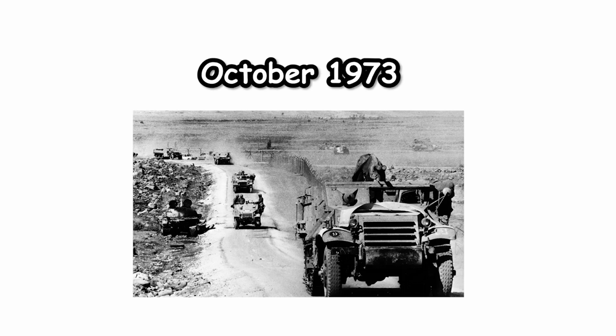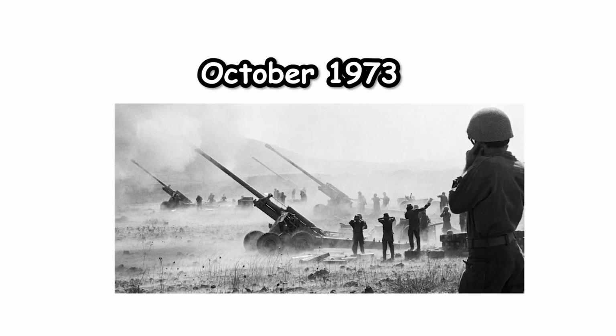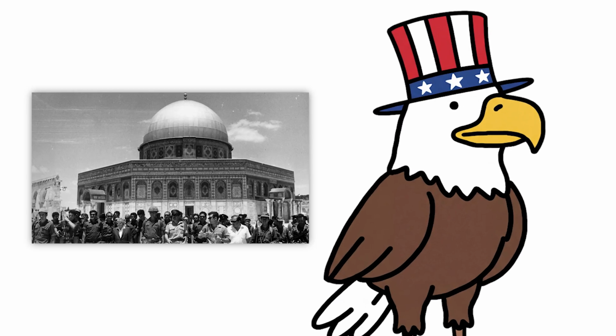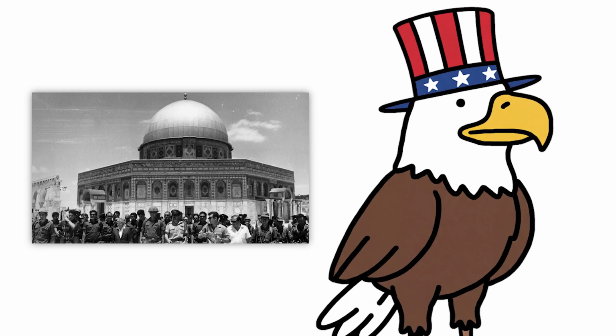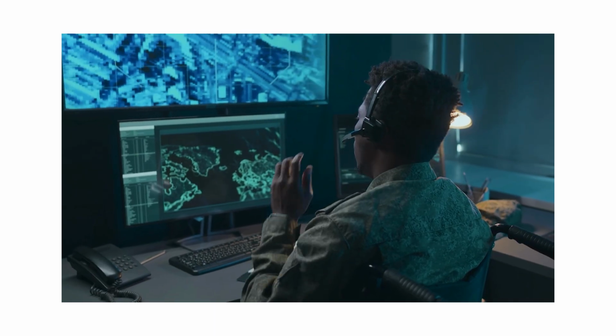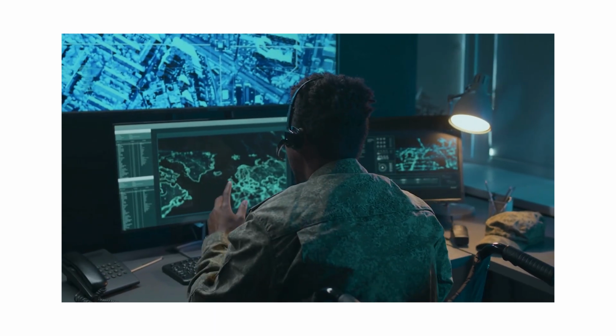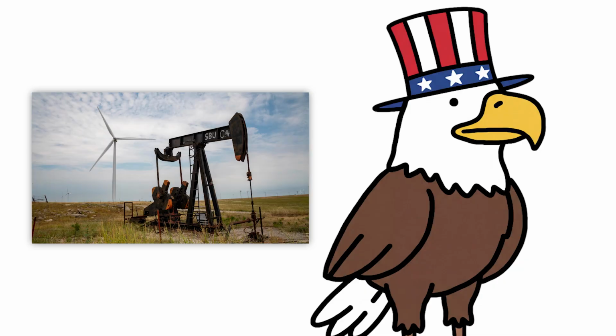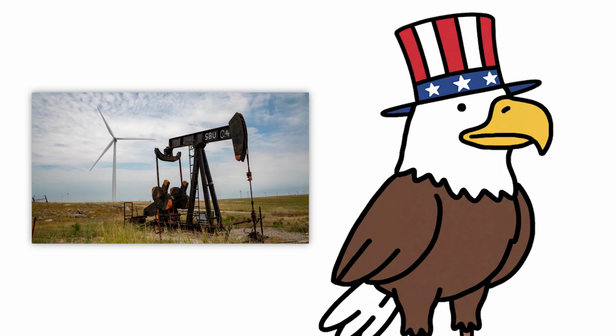In October 1973, Egypt and Syria launched a surprise attack on Israel, attempting to recover territories lost during the 1967 Six-Day War. The U.S. responded by sending $2.2 billion in military support to Israel, and that's when the Arab oil-producing nations decided to make America pay for it.